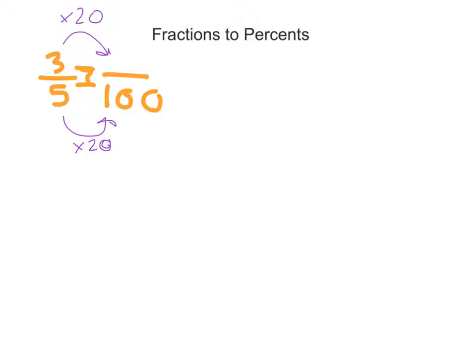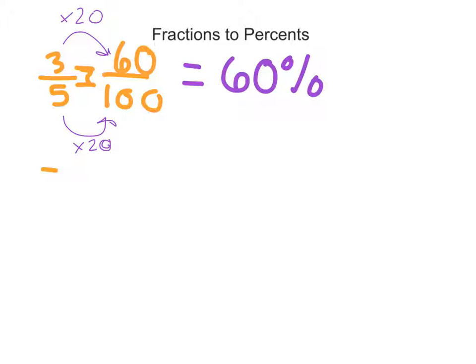Three times 20 would give us a numerator of 60. Therefore, 3/5 as a percentage would be 60%. We changed our denominator to 100 by multiplying by 20. So we also did the same thing to the numerator, which gave us a new numerator of 60. 60 out of 100 would be 60%.